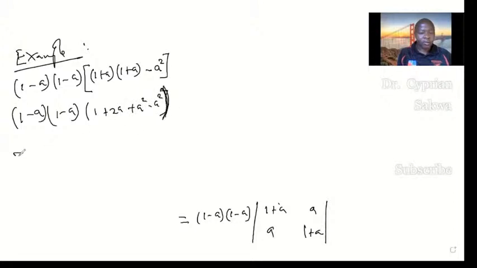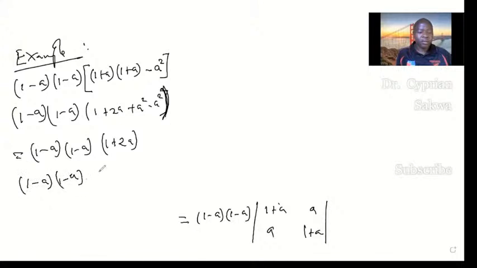So what do I have? It is 1 minus r, 1 minus r, then 1 plus 2r, because this will give us 0. So the question is, what is r if this is now the determinant? So what will be r if this determinant is 0? That means equate this to 0. So 1 minus r, 1 minus r, 1 plus 2r is 0.